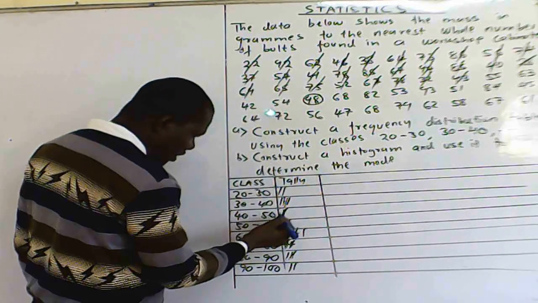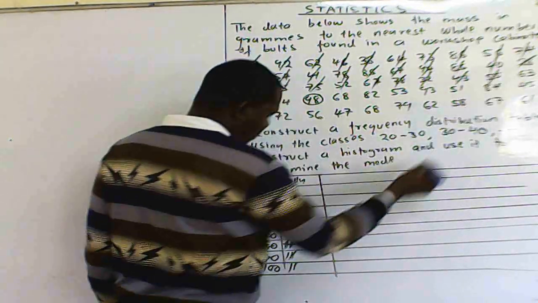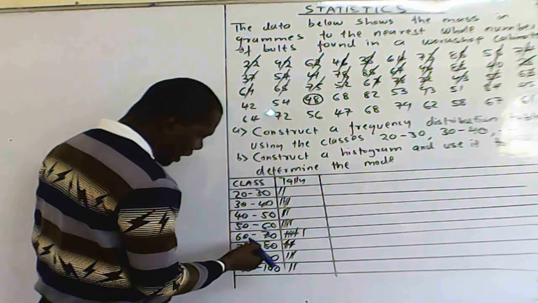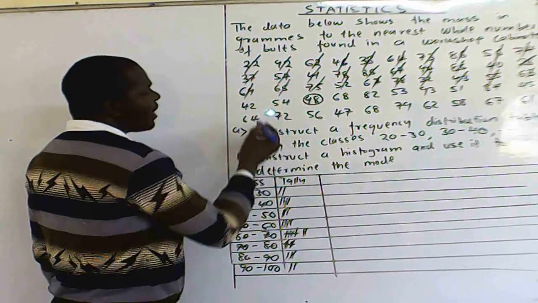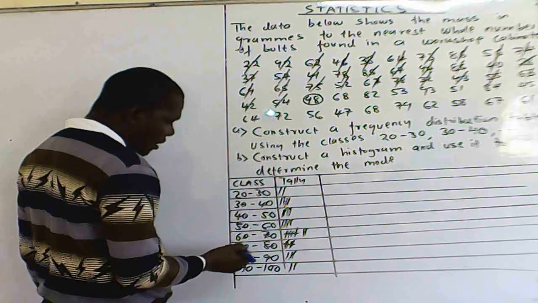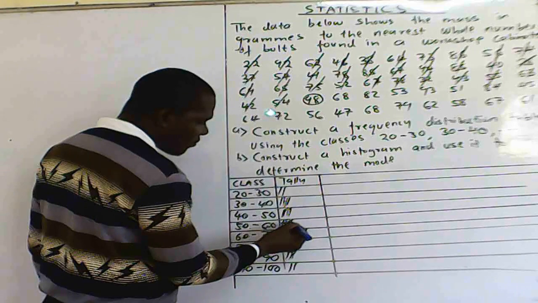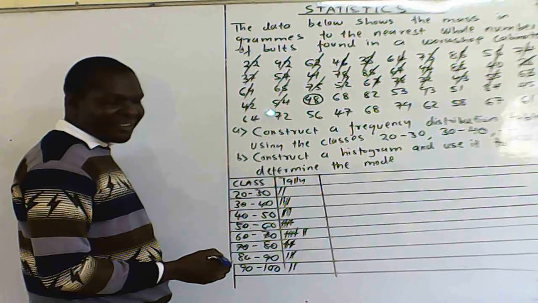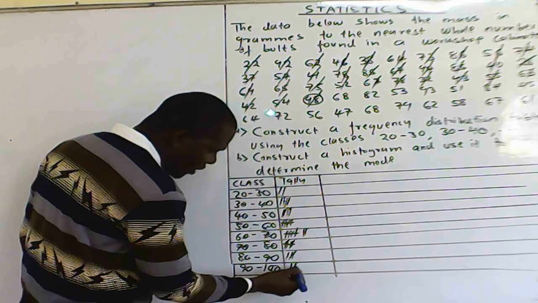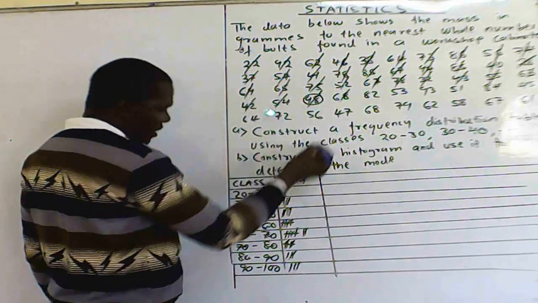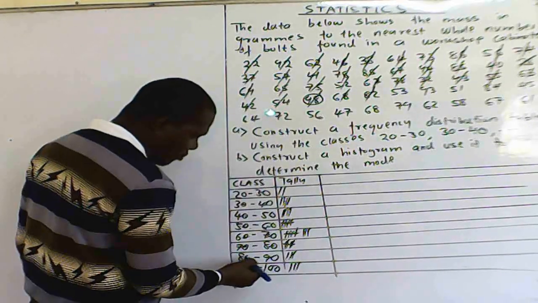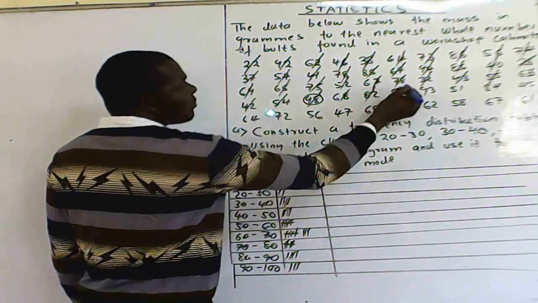43 is between 40 to 50. 55 is between 50 to 60. 63 is between 60 to 70. 42 is between 40 to 50. 54 is between 50 to 60. The fifth one you try it, isn't it? You see that? Yes. Then 98 is between 90 to 100. 68 is between 60 to 70. 82 is between 80 to 90.